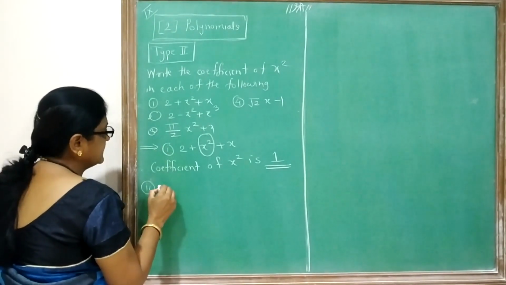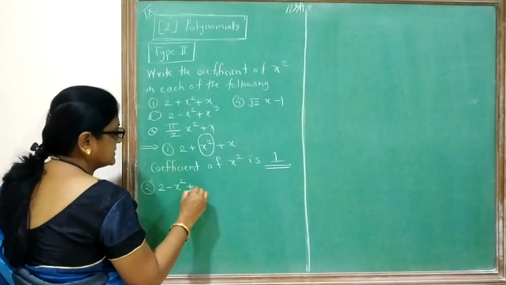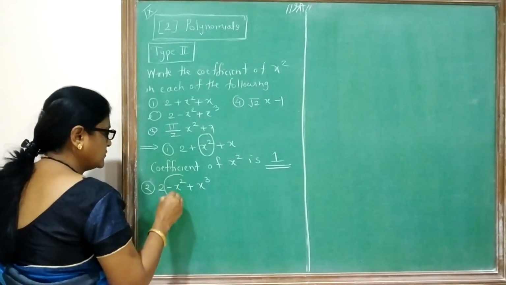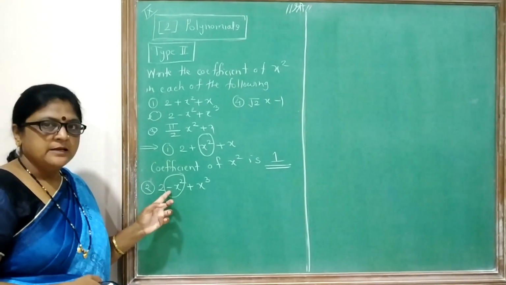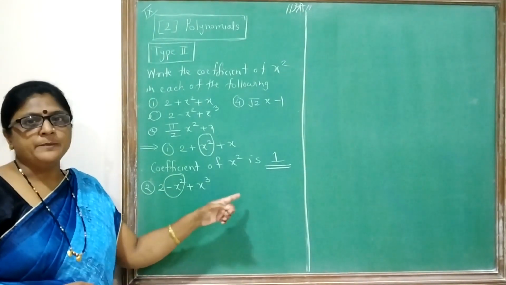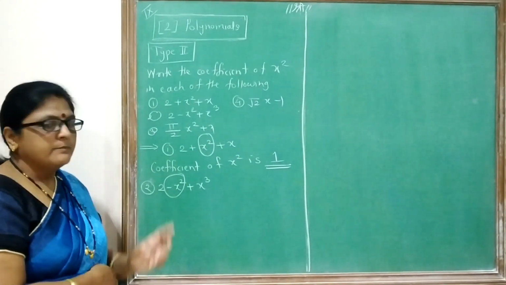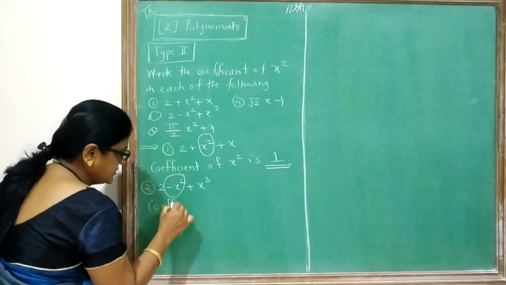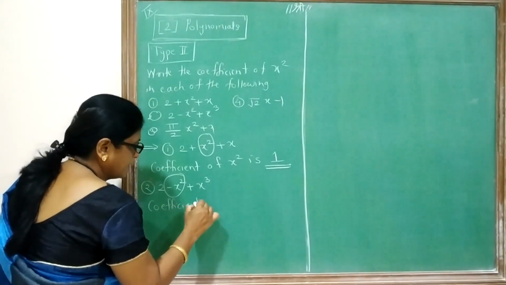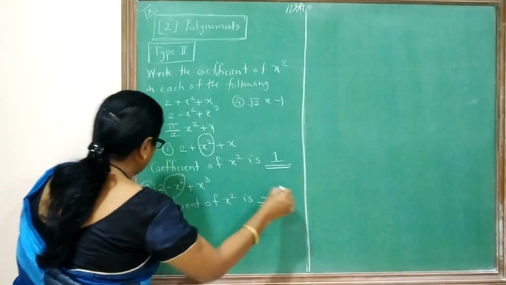Second example is 2 minus x square plus x cube. Here also there is x square, but here the minus sign is present. Then you will write the coefficient of x square is minus 1, because the minus sign is present.